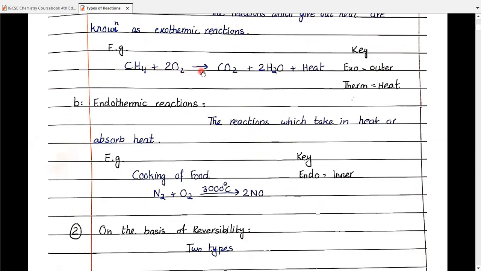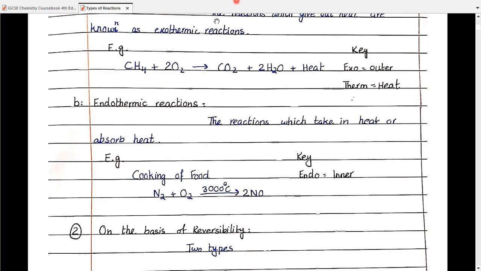Any burning of fuels or combustion is a very good example of exothermic reactions. That's why a reaction in which methane reacts with oxygen to produce carbon dioxide and water, giving out heat, which is good enough to run our cars or cook our food for us, is a very good example of exothermic reactions. Any reaction that actually requires heat to proceed, like cooking of food, or nitrogen and oxygen, which can react at a temperature of 3000 degrees centigrade to produce NO gas, is an endothermic reaction, all right? You don't exactly need the keys in this case. Make sense?